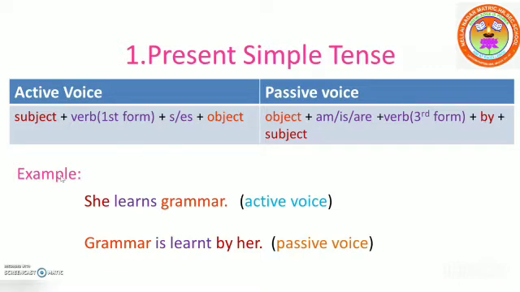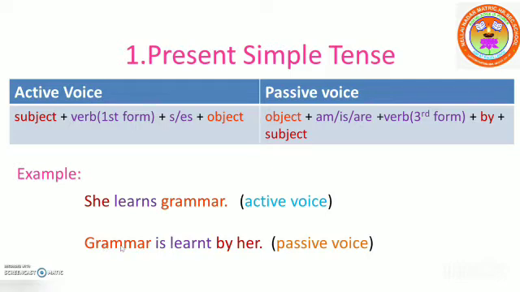Example, she learns grammar. Here she is the subject, the doer of the action. Learns, verb, grammar, object. Here the subject is a third person singular. So we add S to the main verb. And this can be changed into passive voice like this. Grammar is learnt by her.